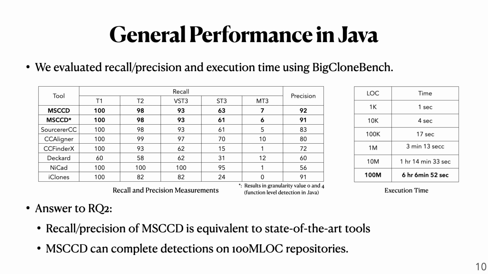As for execution time, MSCCD can also complete detections on 100 million lines of code repositories in about 6 hours.